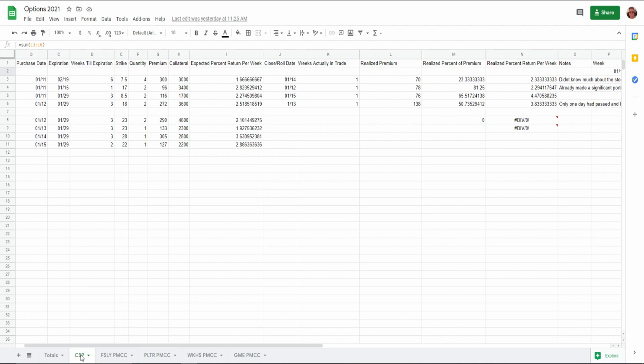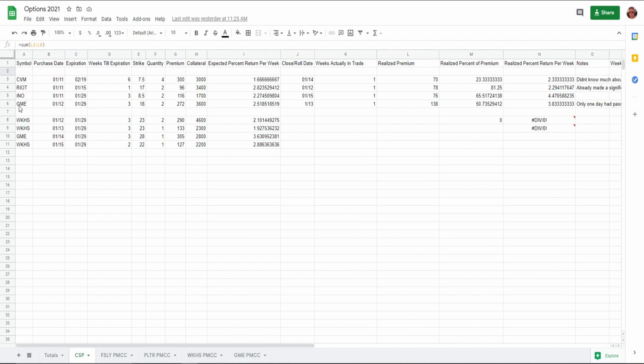So the reason I got out of this one right here is because this is CVM. I really know nothing about CVM. They're a pharmaceutical stock, which are crazy volatile, and I don't like getting into them, but the implied volatility was really, really good, and the premium, obviously 10% of premium, that's crazy, crazy good. So I just kind of figured that on this 70 bucks, I realized 23% of the premium in less than a week.